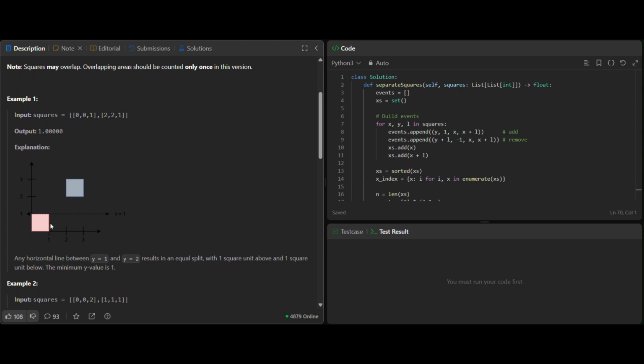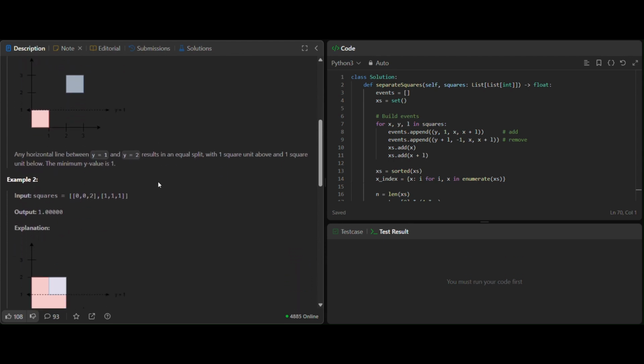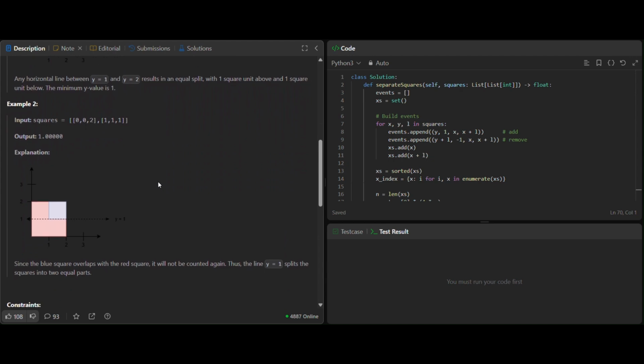Important constraints. Overlapping areas are counted once. The line may cut through squares. Partial areas count. The result must be accurate within 1 times 10 to the power of -5.